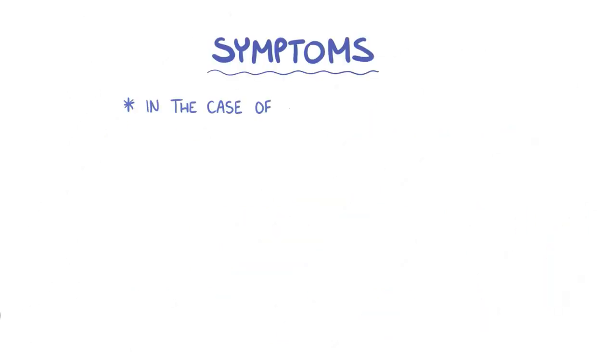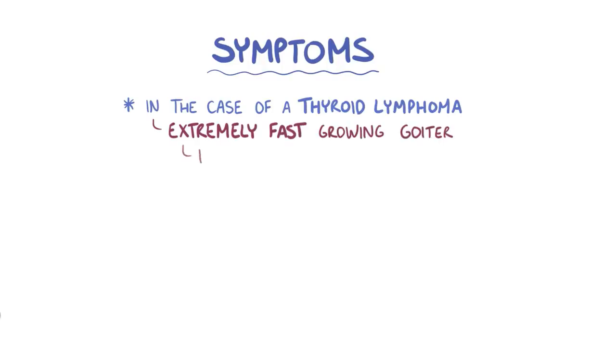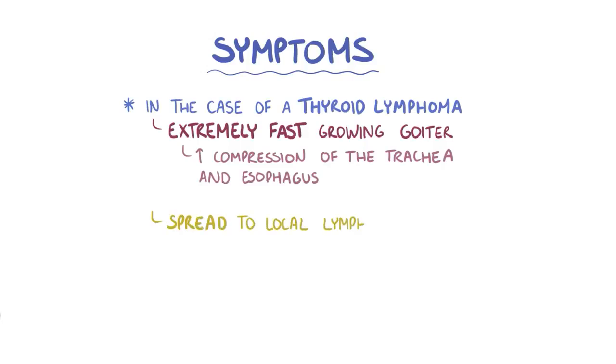Finally, in the rare case of a thyroid lymphoma, there's an extremely fast-growing goiter, which compresses the trachea and the esophagus even more. Sometimes the lymphoma might also spread to the nearby lymph nodes, causing them to enlarge, or to various other organs all over the body, like the lungs and the liver.